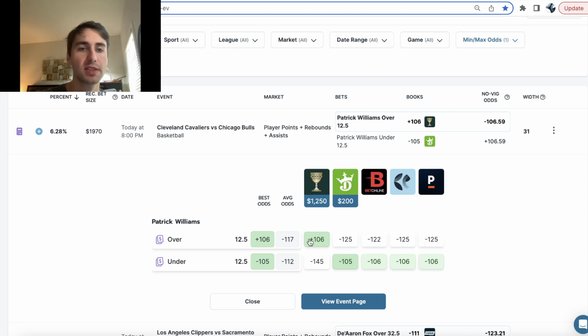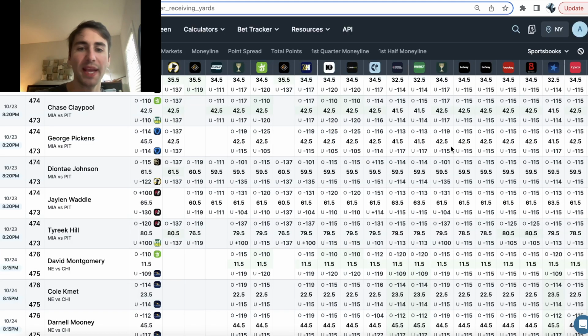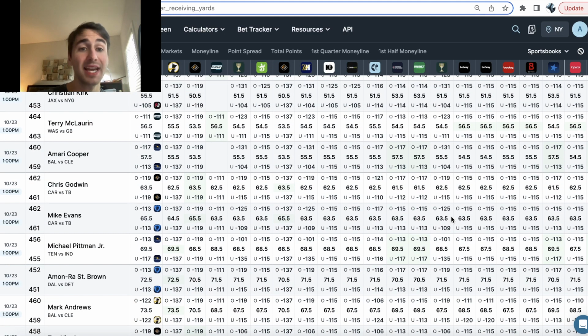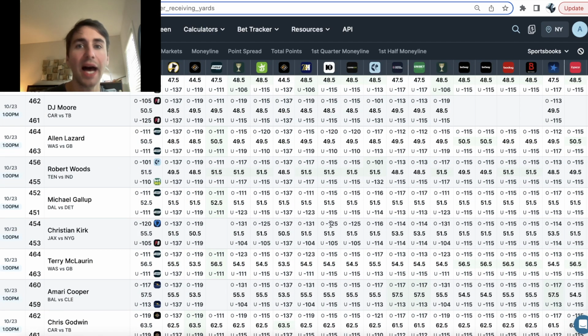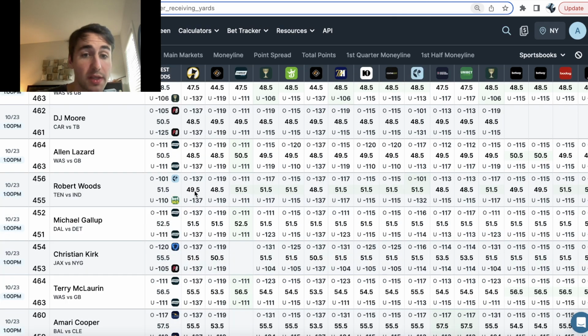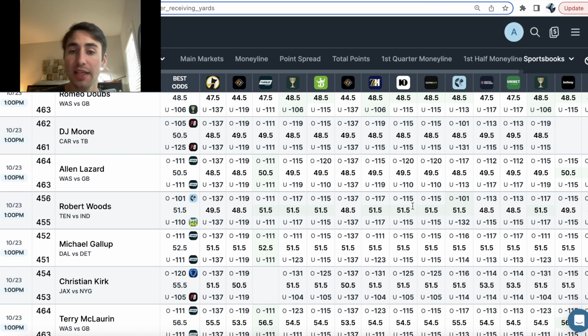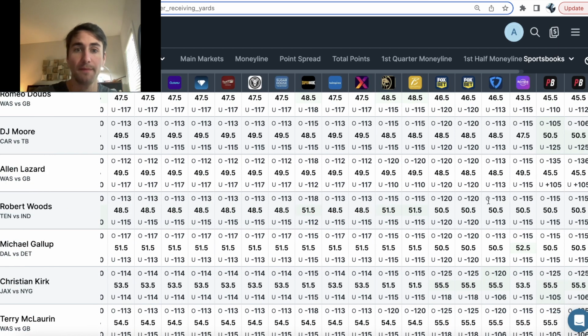So this is the first key concept in sports betting that makes sports betting, first of all, so fascinating, but also so fun: all of these sportsbooks have different odds, right? They all set lines independently. So even in, let's say, player receiving yards, these discrepancies aren't as big, but you'll notice some sportsbooks have Robert Woods at a receiving yards line of 49.5 yards. Other sportsbooks 51.5, some 48.5. So there's a lot of discrepancies in the market.